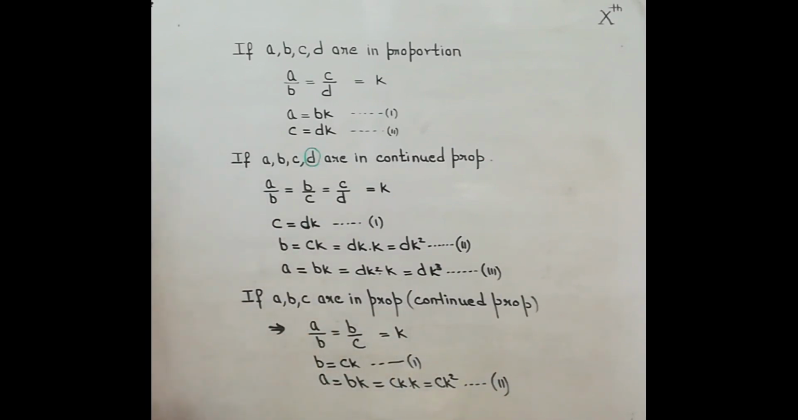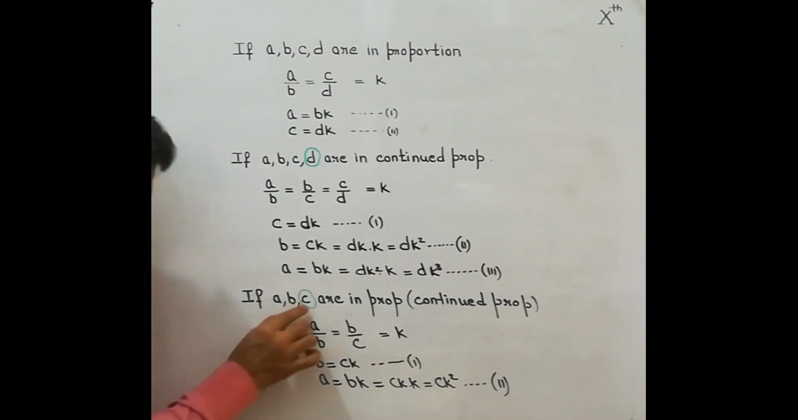So in these questions, where you have only three terms in proportion A, B, C, the last one is C. The last one will not be replaced, but A and B will be replaced in terms of C. You can show this working, or you can directly learn it. A is one place back, so this will be in terms of this.